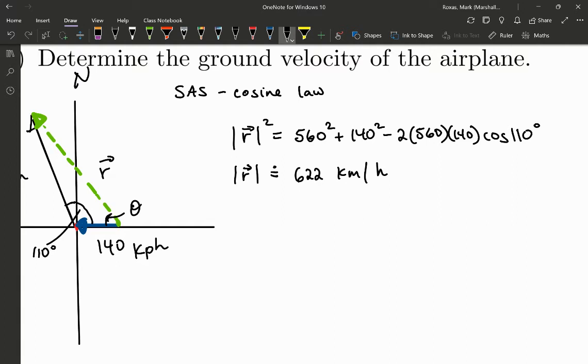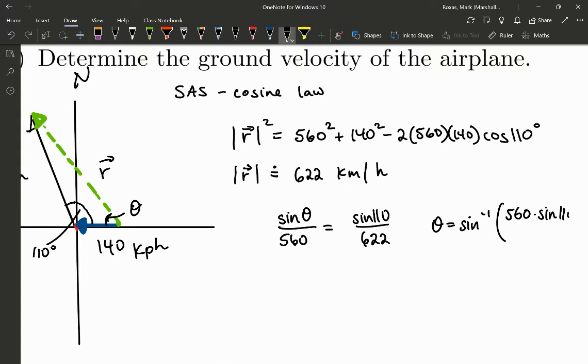Okay, it's inside my triangle, so we need that. So I'm going to use the sine law here. Sine of theta divided by its opposite side. The opposite side is 560 equals, well, do we have any other angle? Yeah, we do. We have the sine of 110 degrees divided by its opposite side, which we just calculated, which is the resultant, 622. And if I solve for theta, so theta equals the inverse sine of, if I move the 560, multiply it, so 560 times sine of 110 over 622.